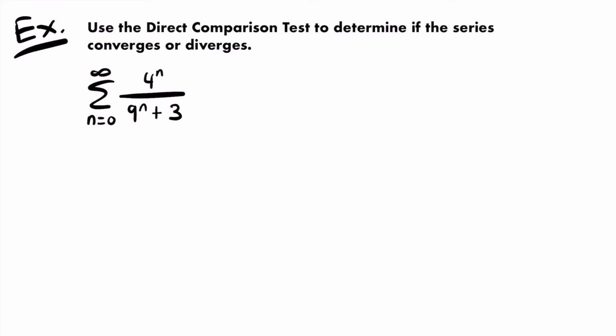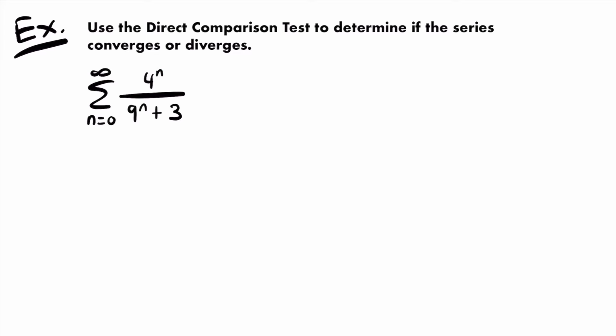All right, so next up we have this series. We have the sum from n equals 0 to infinity of 4 to the power of n divided by 9 to the power of n plus 3. And once again, we want to use the direct comparison test to determine if it converges or diverges. All right, and so what series that we know the convergence of can we compare this series to?